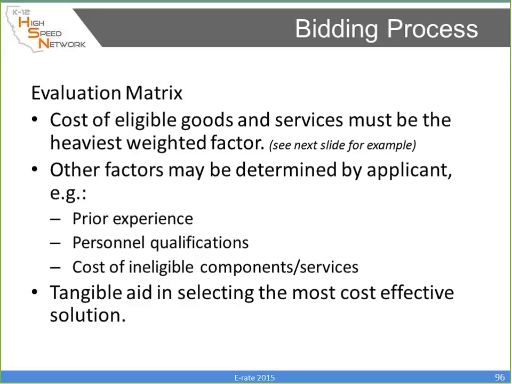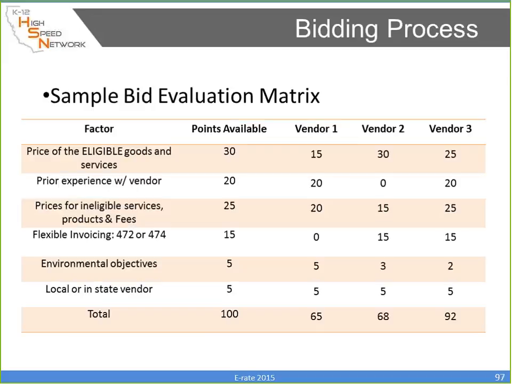So we talked about the evaluation matrix and how cost of the eligible goods and service has to be the heaviest weighted factor. We're going to show you an example on the next slide. You can have any other factor in there you want. Prior experience, personnel qualifications, cost of ineligible components, even financial stability of the company. You can have any other criteria in there you choose. This is your tangible aid to selecting the most cost-effective and proving it.